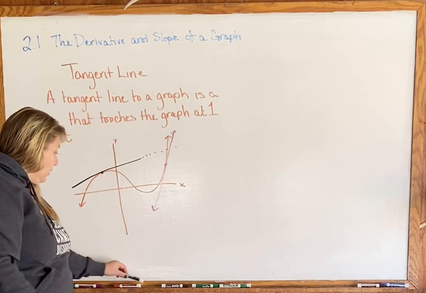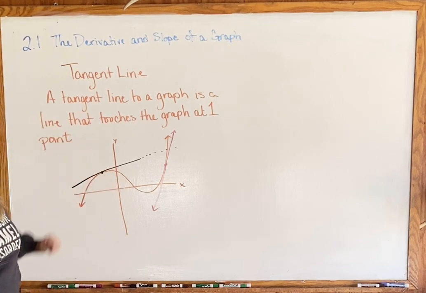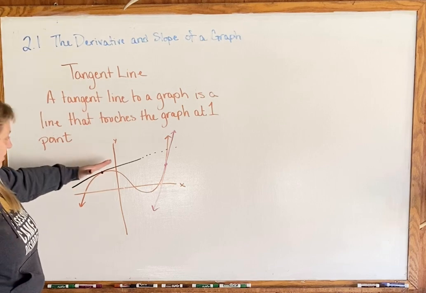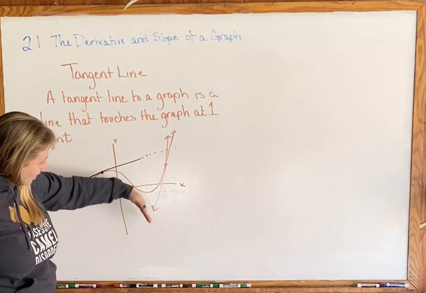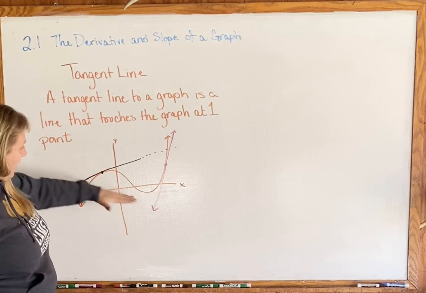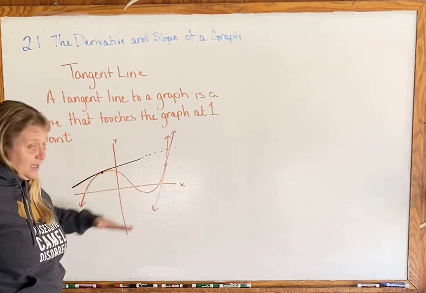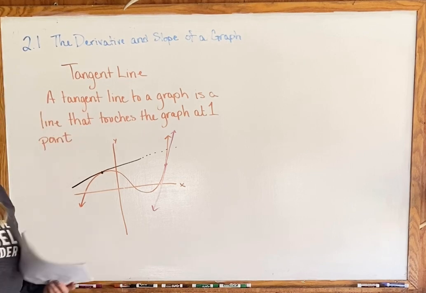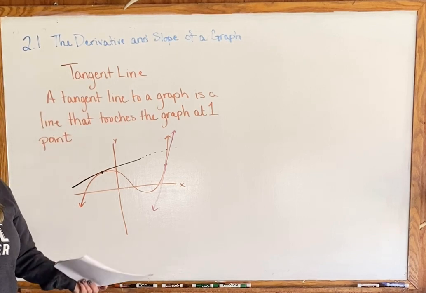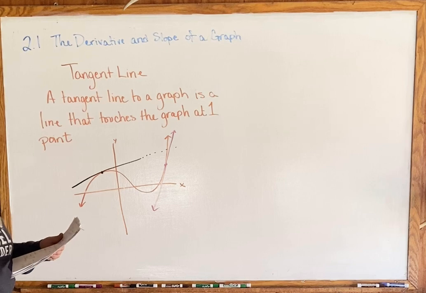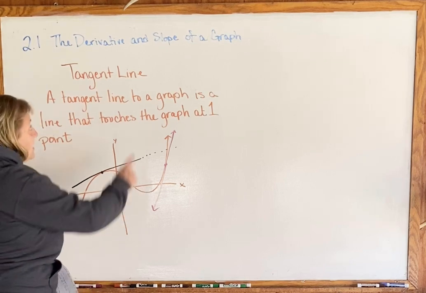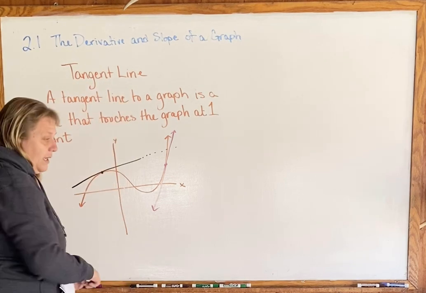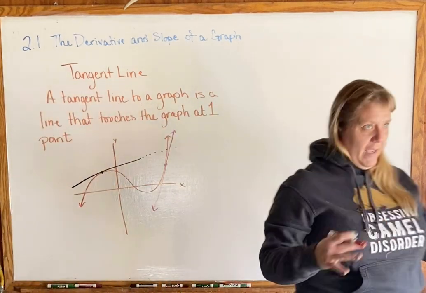What I want you to notice is all along the graph, we're going to have different tangent lines. Here's one, here's another one. We could have one going down like this. We could have one going horizontal like this. So there are lots of tangent lines to a graph, and that's what calculus focuses on. Now the issue is we're looking for slope. Slope, again, is what calculus is all about.